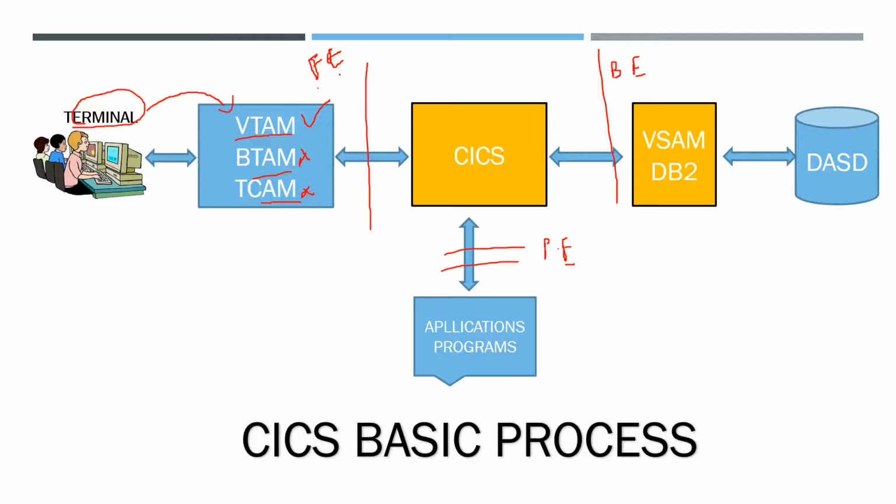It comes under the data communication function. There are five major functions: data handling function, data communication function, application programming services, monitoring services, and system services. Among these, the front end, this interface end, is termed the data communication function: how the user or the terminal is interfacing with CICS.